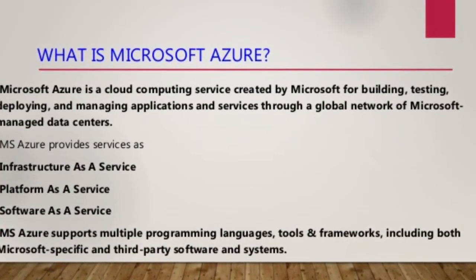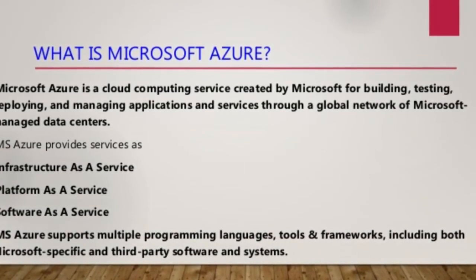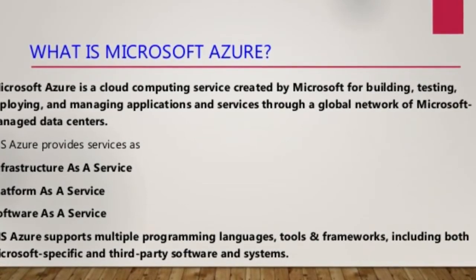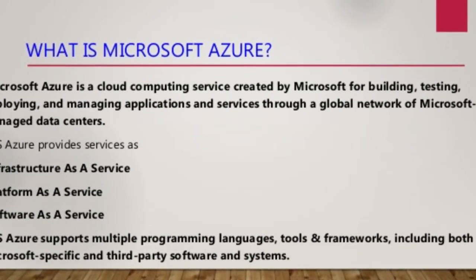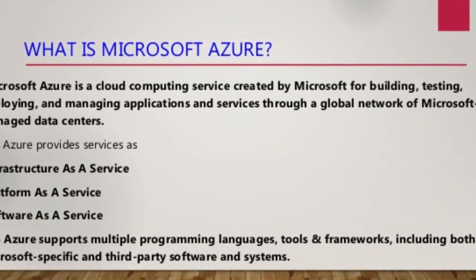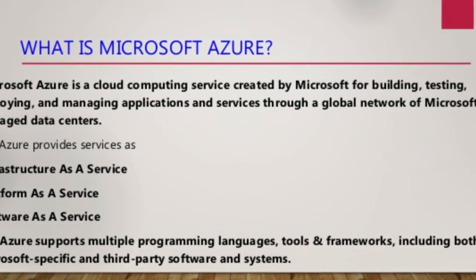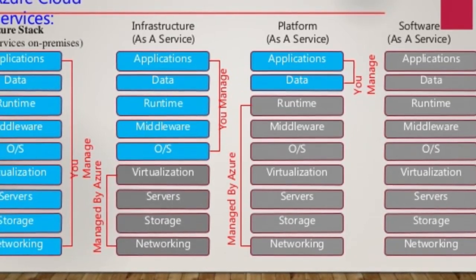Again a question: what are the services provided by Azure to manage our things? The answer is: 1. Infrastructure as a service, 2. Platform as a service, 3. Software as a service. In addition to services, Microsoft supports us with different programming languages, including both Microsoft-specific and third-party software systems. Now let's go in depth about Azure Cloud Services.